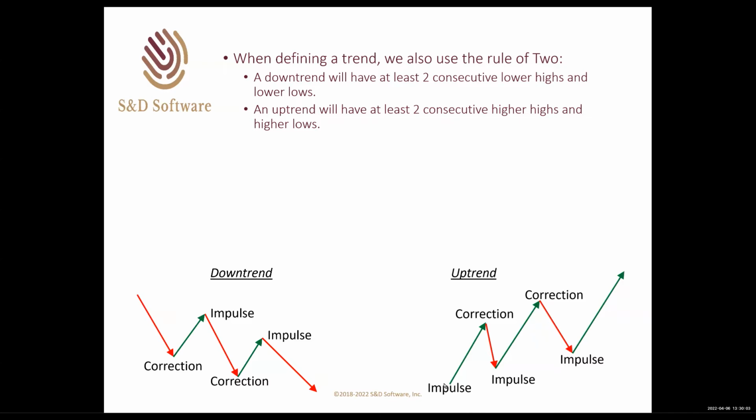And for an uptrend, it's the same pattern. We just flip it upside down. And so here we have an impulse move. It goes and gives us a higher high. Yet the correction gives us a higher low, another impulse, higher high, correction, we get a higher low, another impulse, we have a higher high. That's the pattern. But we need to see, again, the two higher highs, the two higher lows in order to determine that we are in a trend.